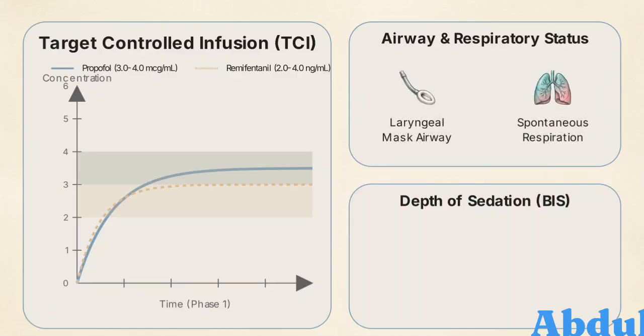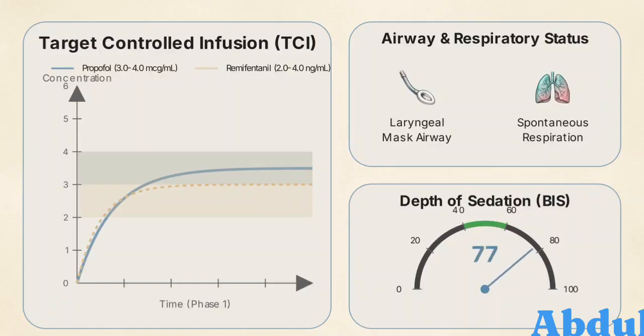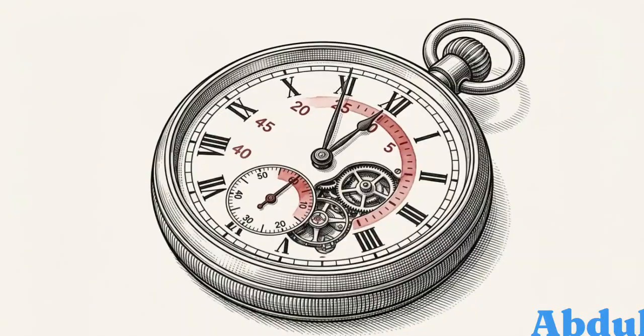we secure the airway with a laryngeal mask airway to maintain spontaneous respiration. We simultaneously target a BIS spectral index, or BIS, sedation depth strictly between 40 and 60. Timing the emergence is unforgiving.